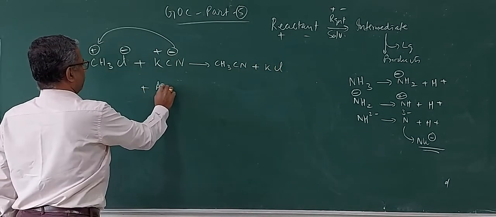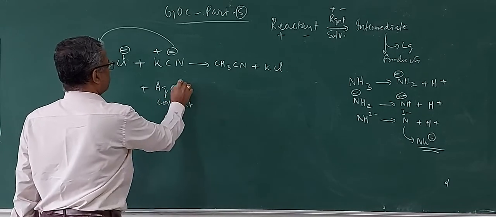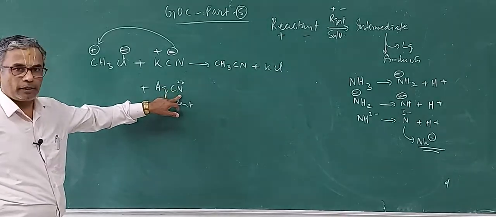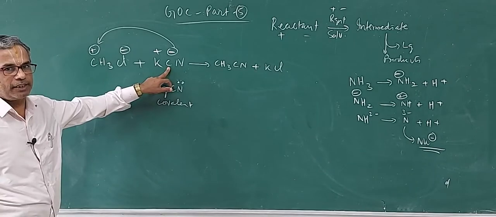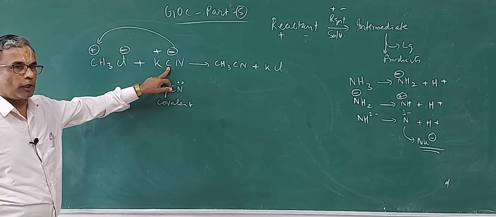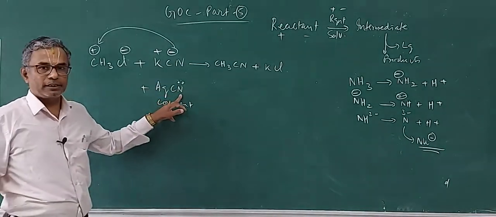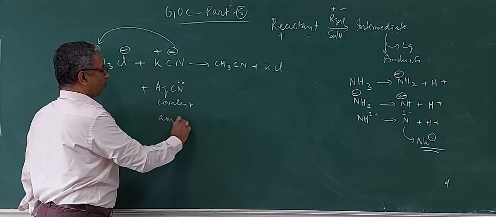But if you take AgCN, this is a covalent compound. Here the lone pair in the nitrogen will act as a nucleophile, the electron donor. But in the KCN case, CN minus, which is ionized, will be the electron donor, which will act as a nucleophile. Here carbon will act as the point of attachment, and here nitrogen will be the point of attachment of this nucleophile. So we call them amphident nucleophile.